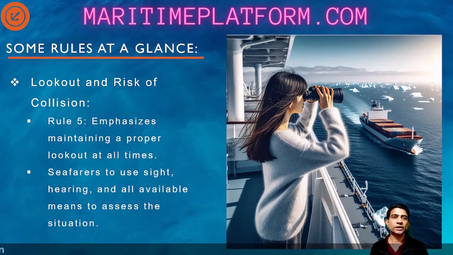All other means might include ECDIS, that is electronic chart information display and information system. We have radars, we have various other equipment which give us information about our surroundings. It can be an echo sounder, which gives us the depth under us, etc. So we have to use all other means to ensure we are in the right place and we are proceeding in the right direction.